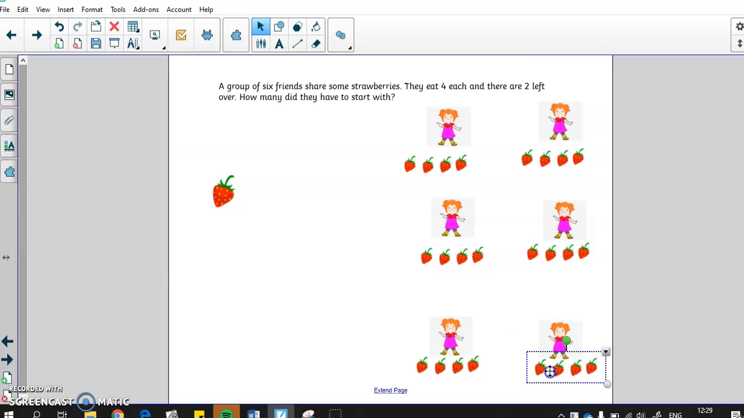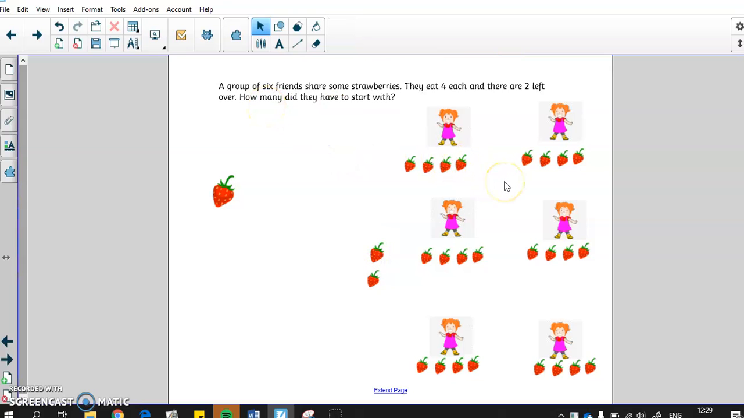Let's look what else is in the problem. There are 2 left over. So we'll ignore that strawberry here because that's our example one. So this is a 2-step problem. There's 2 things that we need to do. Let's look back. How many did they have to start with?